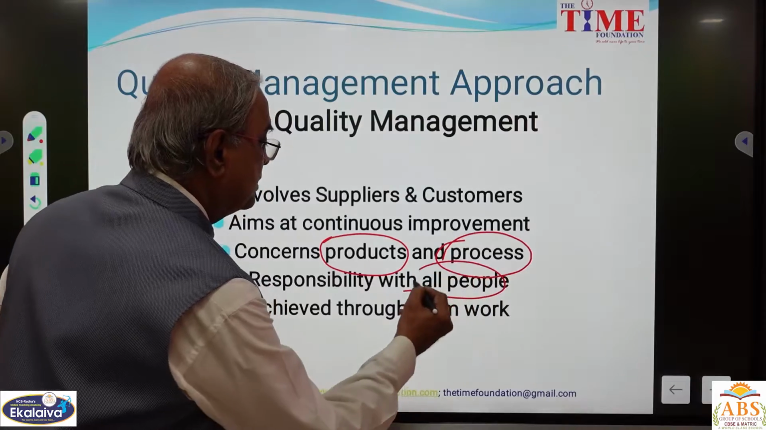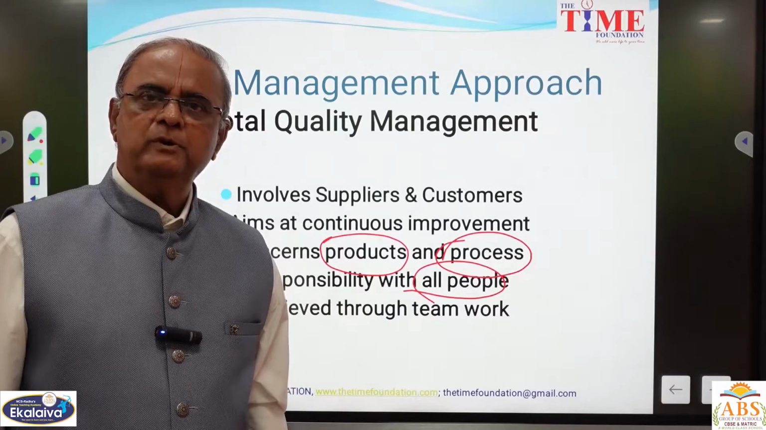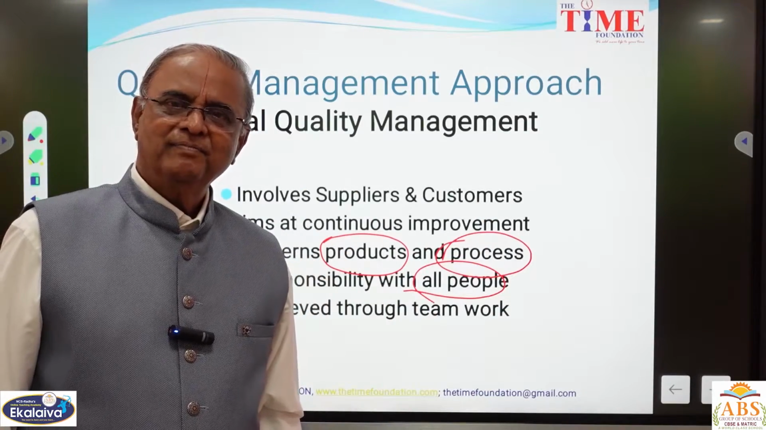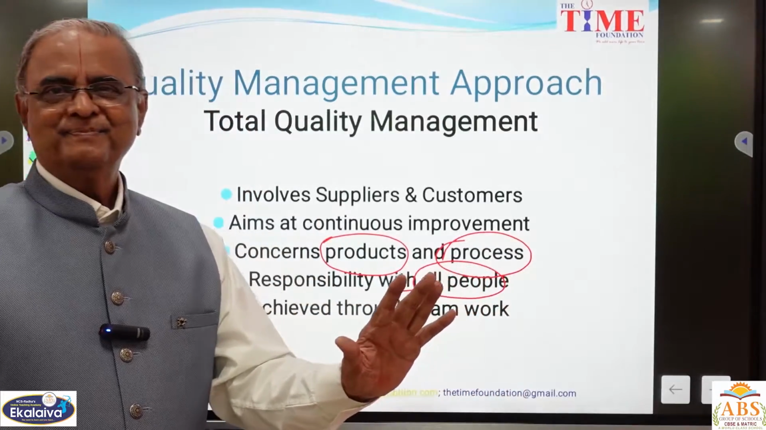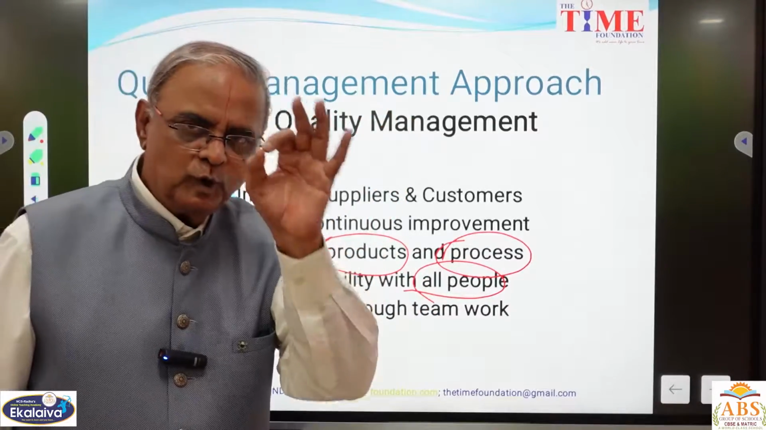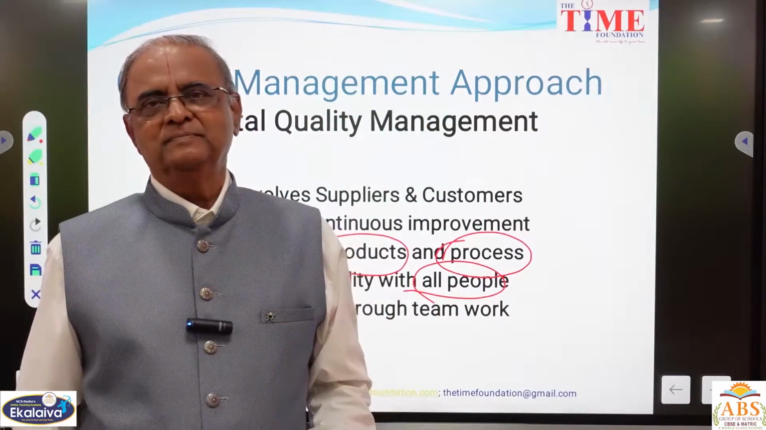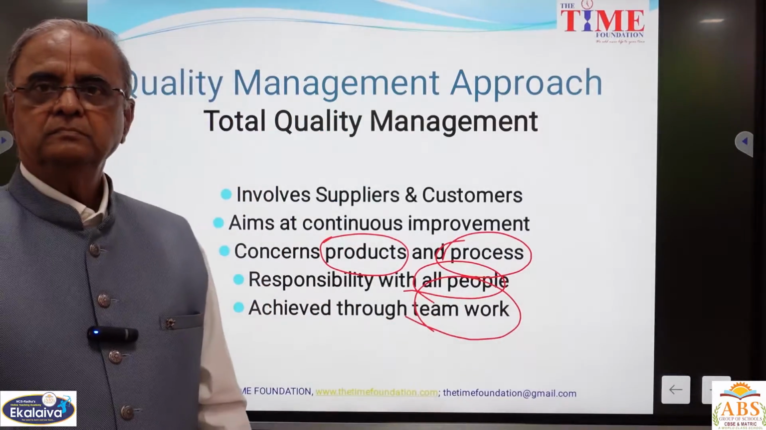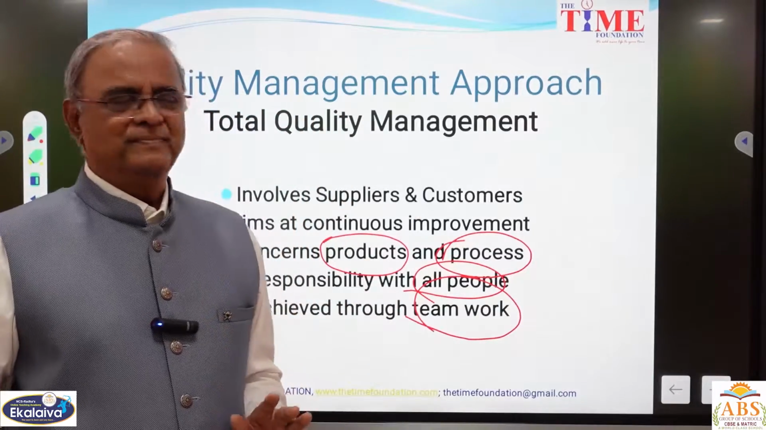Responsibility with all people. In an organization, what happened? The quality department is responsible for quality. The manufacturing is responsible for manufacturing. The purchase department is responsible only for purchase. But in a total quality management setup, everybody, everyone, so in a school, from the watchman till the management, everybody, and teamwork. TQM will involve an effective team.